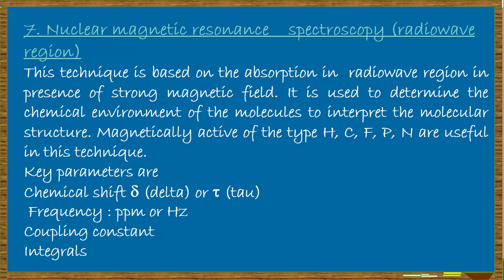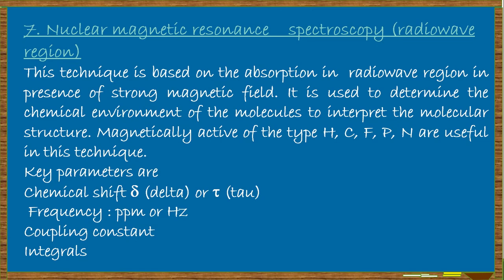The magnetically active nuclei of the type hydrogen, carbon, fluorine, phosphorus, nitrogen are useful in this technique. The key parameters are chemical shift, delta or tau, frequency, ppm or hertz, coupling constant, integral. So these are all the key parameters used in nuclear magnetic resonance spectroscopy.